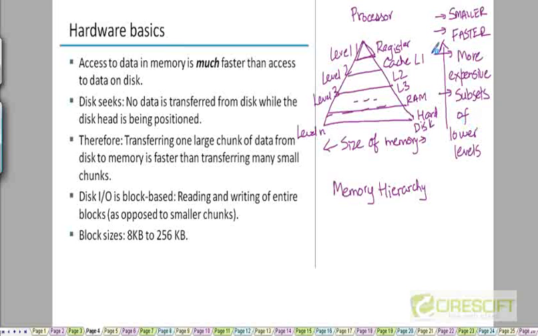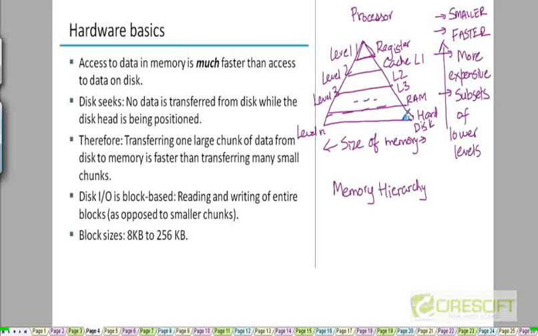So as we go down the memory hierarchy, we are going farther and farther in terms of physical distance from the processor. So that particular memory is going to get slower, it's going to get cheaper also, and it's going to get larger. So the space in the hard disk, for example, is much more than the space that is available in the RAM.